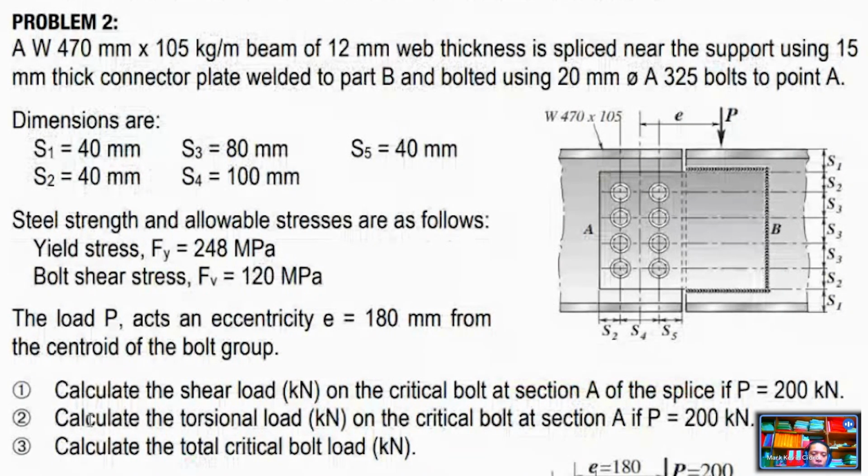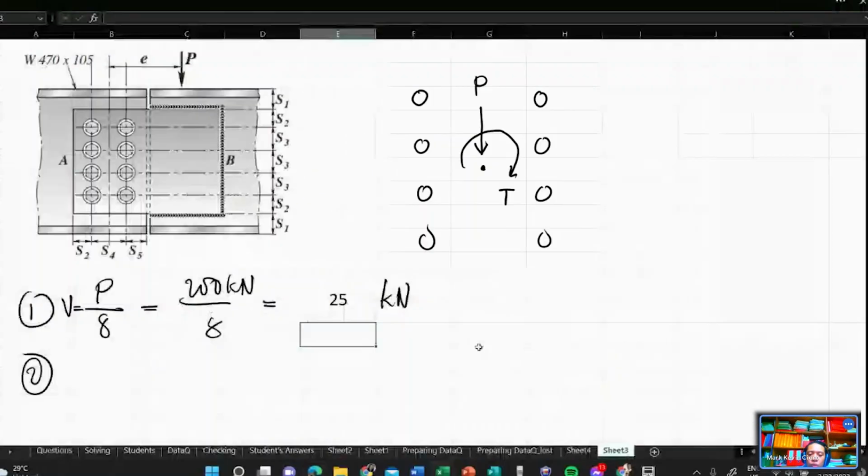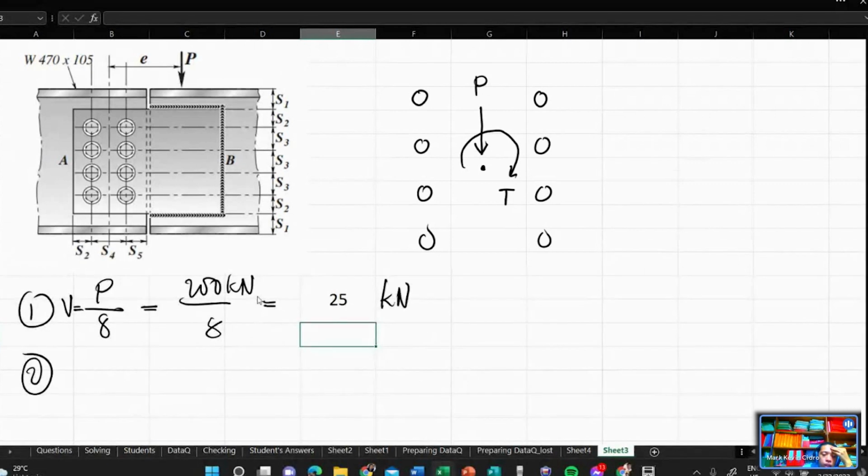Next is to calculate the torsional load. Actually, torsional load is also a shear load, like a shear stress, but the torsional load is specifically due to the torque. Okay? Torsional load on the critical bolt at section A if P is equal to 200 kilonewton. So how do we do this? We denote it as V, since it's actually shear due to the torque, so VT. Okay? VT is the torsional load that is being asked.